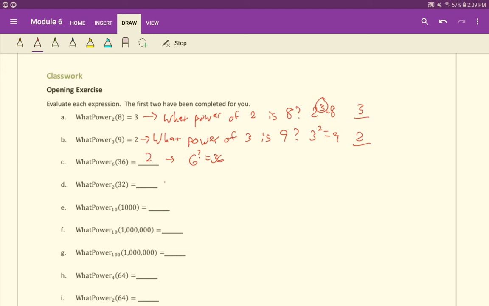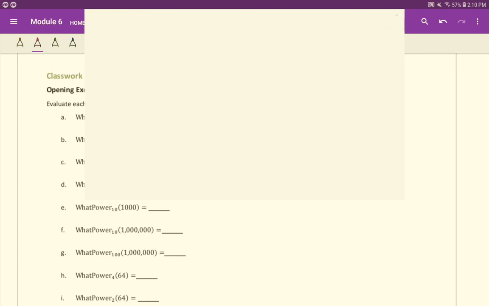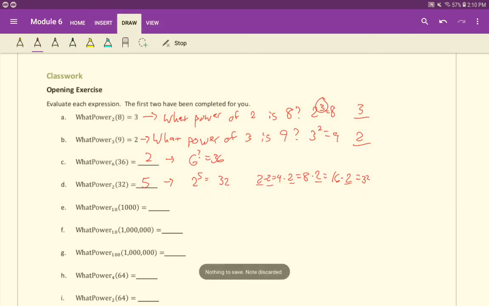How about 2 and 32? So 2 to what power gives us 32? Well, 2 times 2 is 4, times another 2 is 8, times another 2 is 16, times another 2 is 32. That's 5 twos multiplied together. So it's 5. 2 to the 5th is 32.